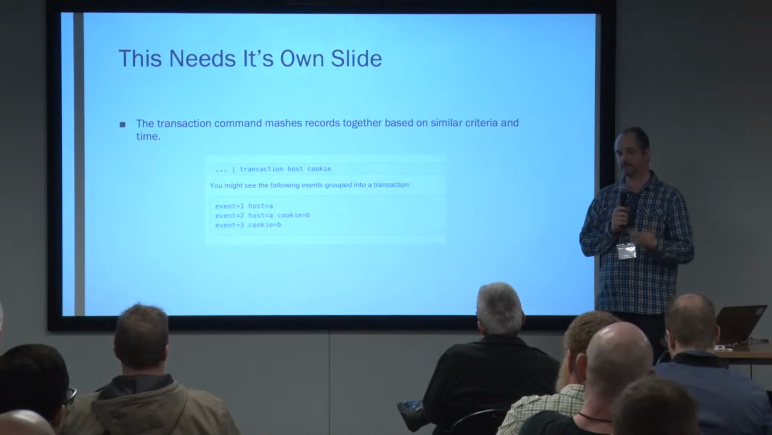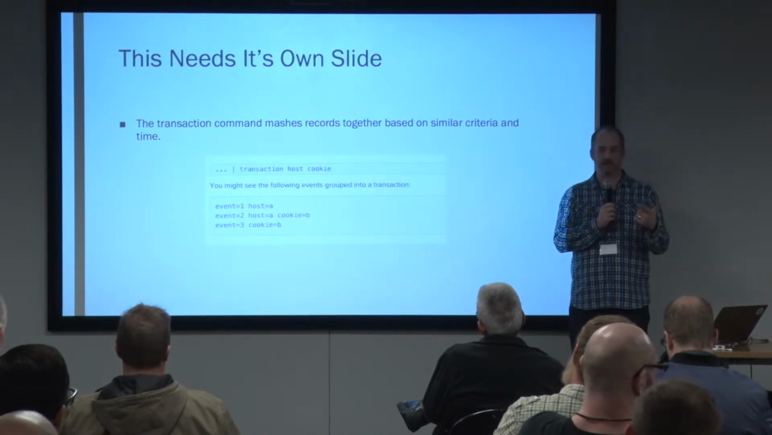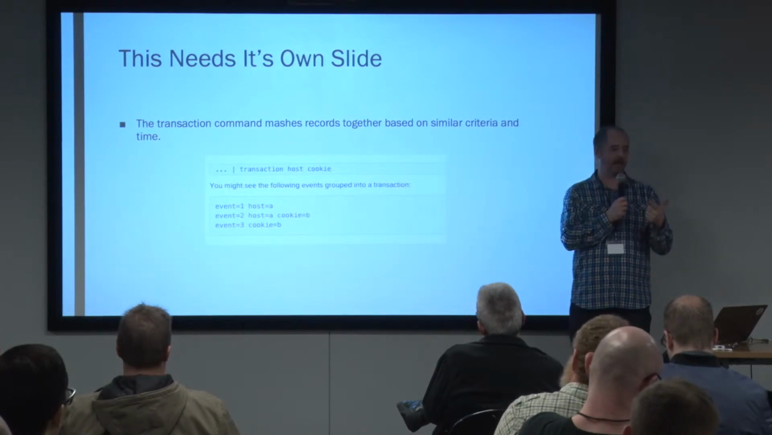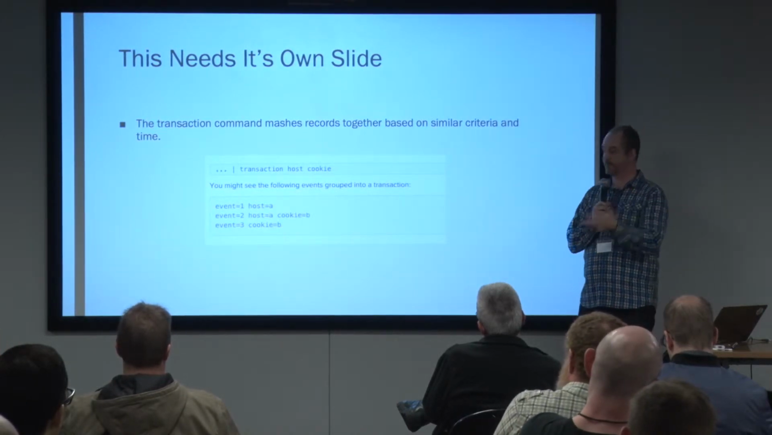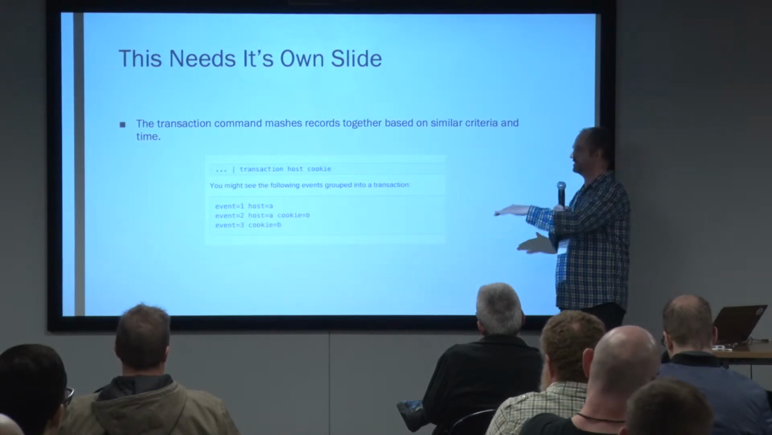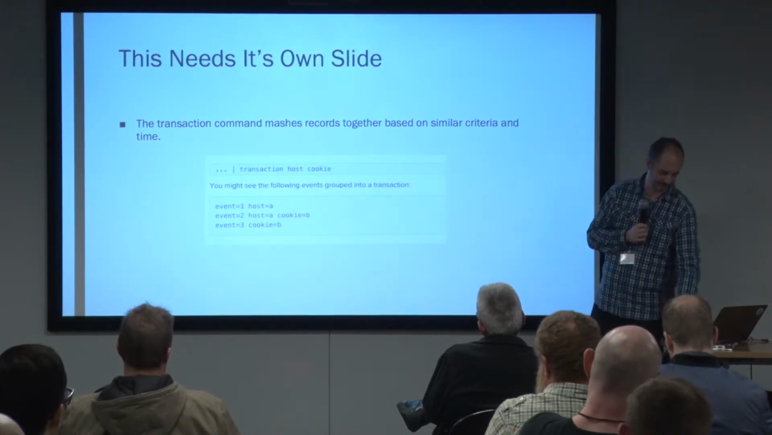So if we go back to the data sources we've got, Radius has MAC address and username, and DHCP had MAC address and IP address. The transaction command will mush all those together so that now I have username mixed with IP address.